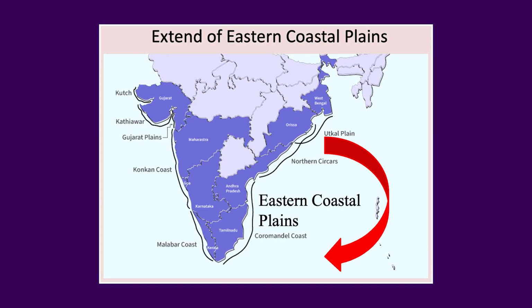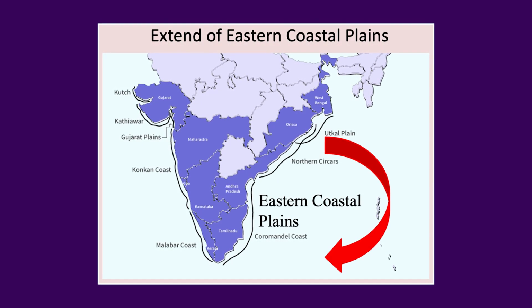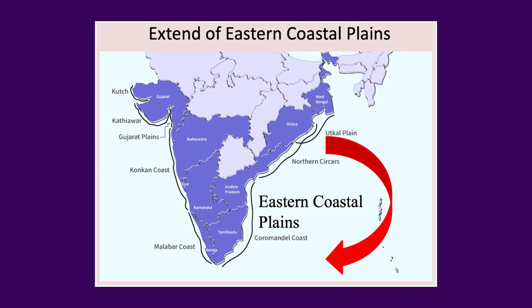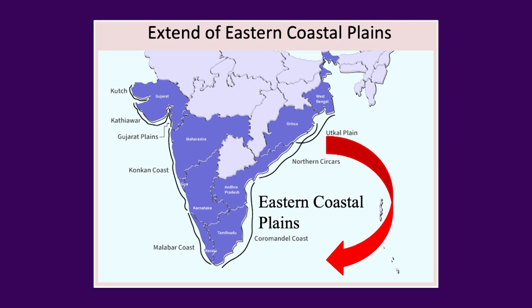This region is characterized by its wide and fertile plains, making it one of India's most agriculturally productive areas. The eastern coastal plains include several important regions and states: West Bengal, Orissa, Andhra Pradesh, Tamil Nadu, Pondicherry and the Andaman Nicobar Islands. Each of these areas contributes to the rich agriculture and economic activities of the eastern coast.